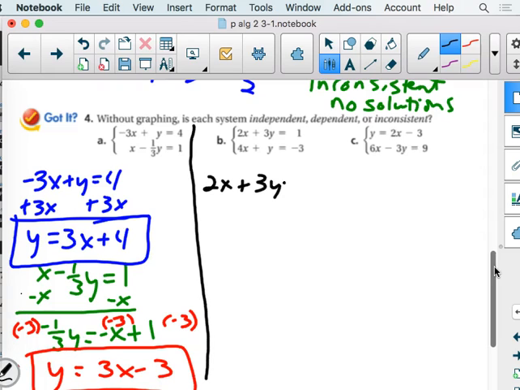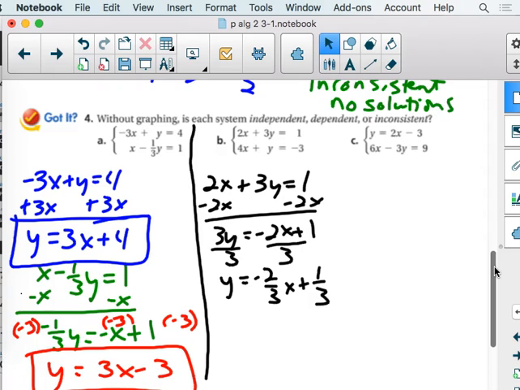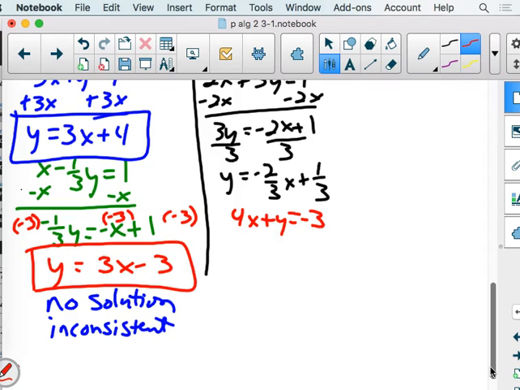2x plus 3y equals 1. How are you getting y by itself? Okay, put that phone down. Subtract 2x from both sides. Then what? Divide by 3. Hopefully the other one won't be so much work. It isn't, is it? So how do we get y by itself for the red one? That's it.